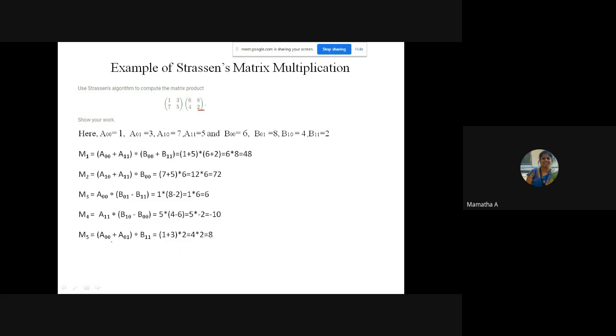Do I have Navya? Yes, ma'am. Yes, M6. Remember the formula, or if you have written it down, you can read it out. Not a problem. A10 minus A00 into B00 plus B01. Okay. As per that, what should I write? The values? Once again, ma'am.